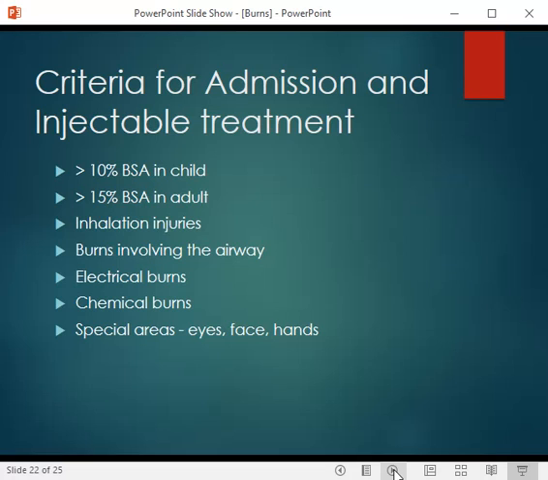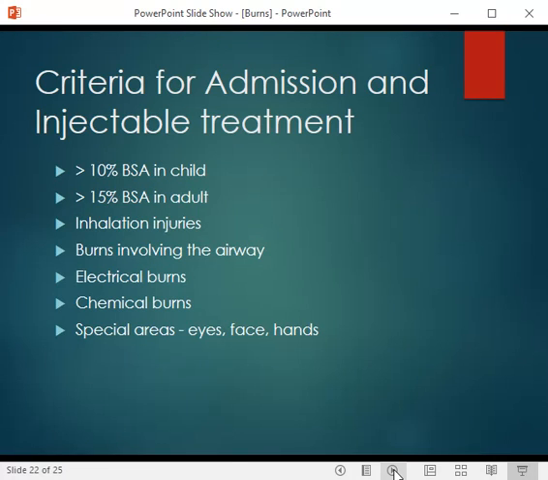Not every burn needs injectable treatment, or not every burn needs to be admitted to the hospital. So we have developed a criteria. This is an internationally recognized criteria. If a child is having 10% or more body surface area burnt, or an adult having more than 15%, then you need to admit. If there are inhalational burns, again you need to admit. If there are special burns, for example chemical burns, electrical burns, radiational burns, then you need to admit. If the burn has involved specific areas of the body, for example head and neck, perineum, hands, eyes, then you need to admit and you need to give injectable treatment.